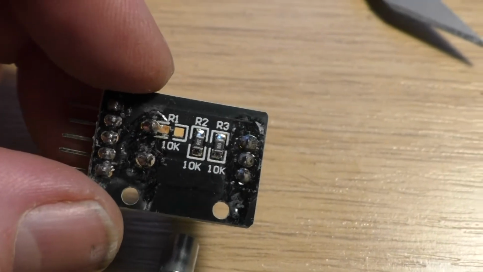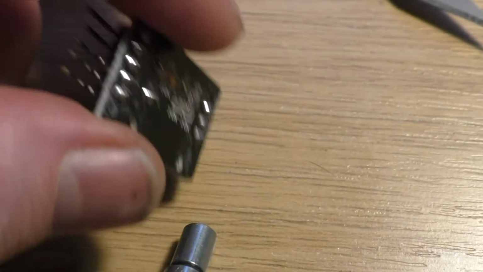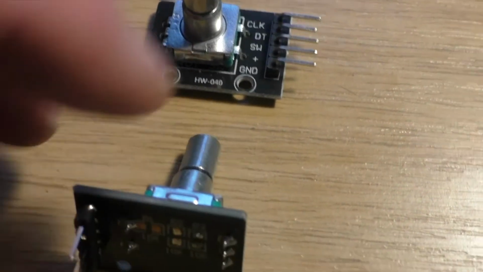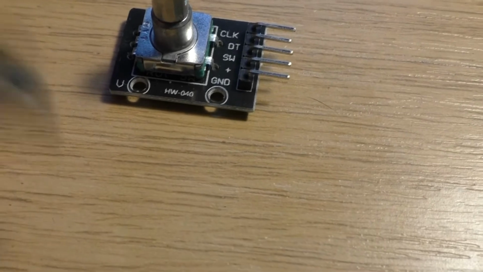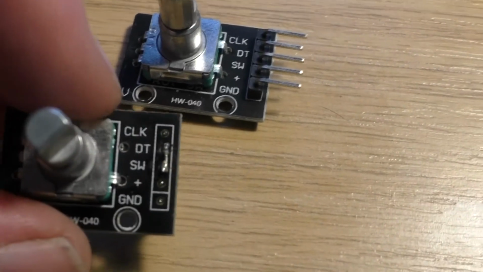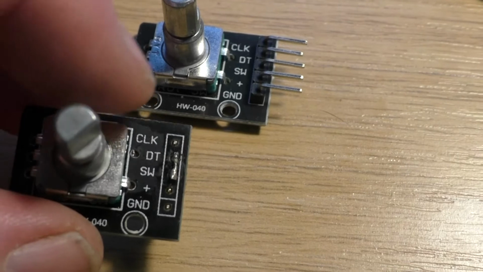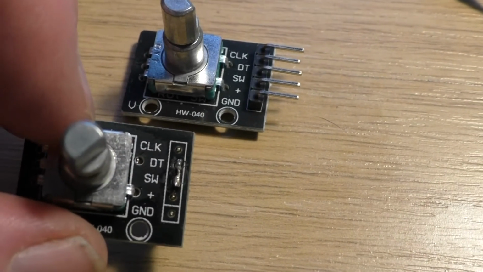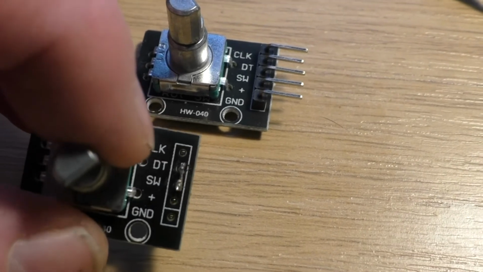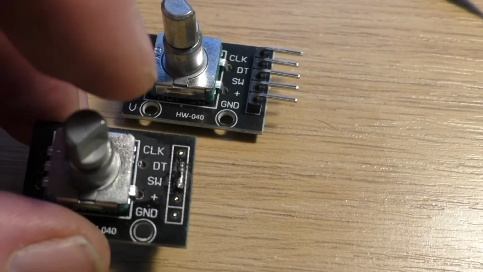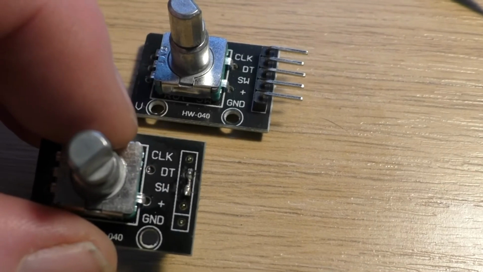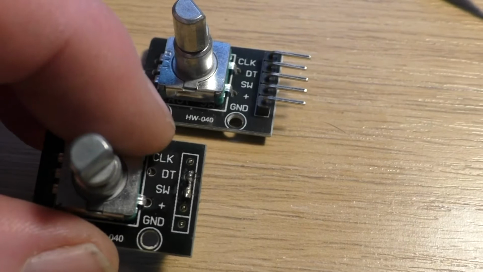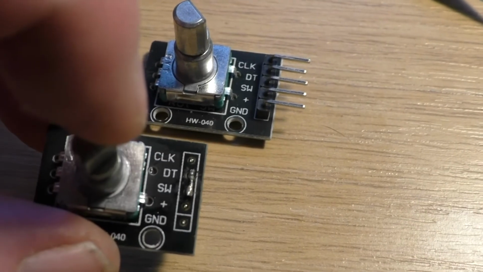So let's remove those. Effectively, because of the pin configuration on the PCB, if you like, you want to use the clock and the DT next to each other on these, but unfortunately on the original PCB you've got clock, 0 volt, then DT, using the convention that's on here.